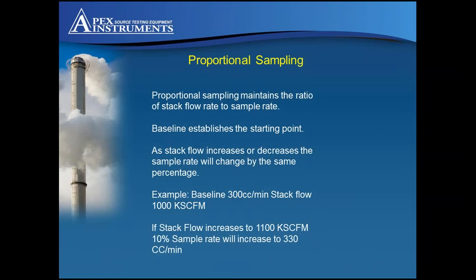Proportional sampling itself is basically, all we're saying is whatever your stack flow changes, you have to change your sample rate. Baseline establishes your starting point, and from that point on, any change in stack flow, increase or decrease, we will change the sample by the same percentage. Below is an example. You can see baseline, if you start out with 300 cc as your sampling rate with a stack flow of 1,000 KSCFM, if the stack flow increases to 1,100, it's a 10% change, and my sample rate will increase to 330 cc. We do this in real time during the entire test, from the time you start to the time you end.